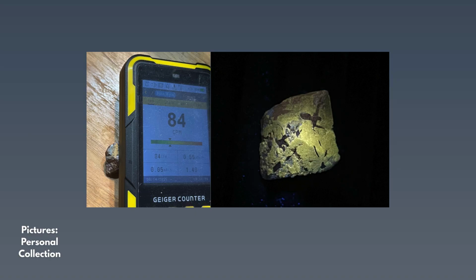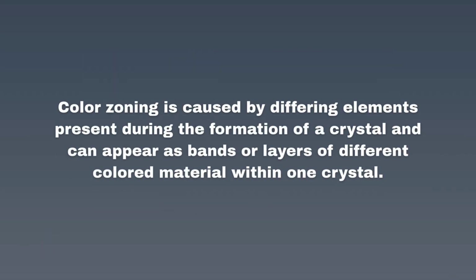This is a zircon, which is a little bit radioactive, but just trace radioactivity because it has uranium within its crystal lattice, and that also makes it fluorescent. Color zoning is caused by different elements present during the formation of a crystal and can appear as bands or layers of different colored material within one crystal. This is a rainbow fluorite, which has bands of different colors. These colors were caused by different elements being present as each layer formed.